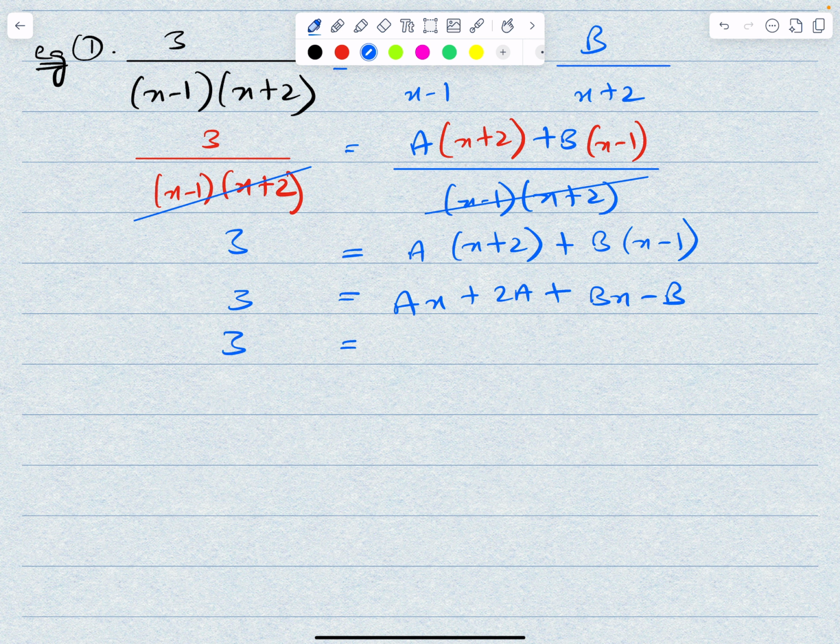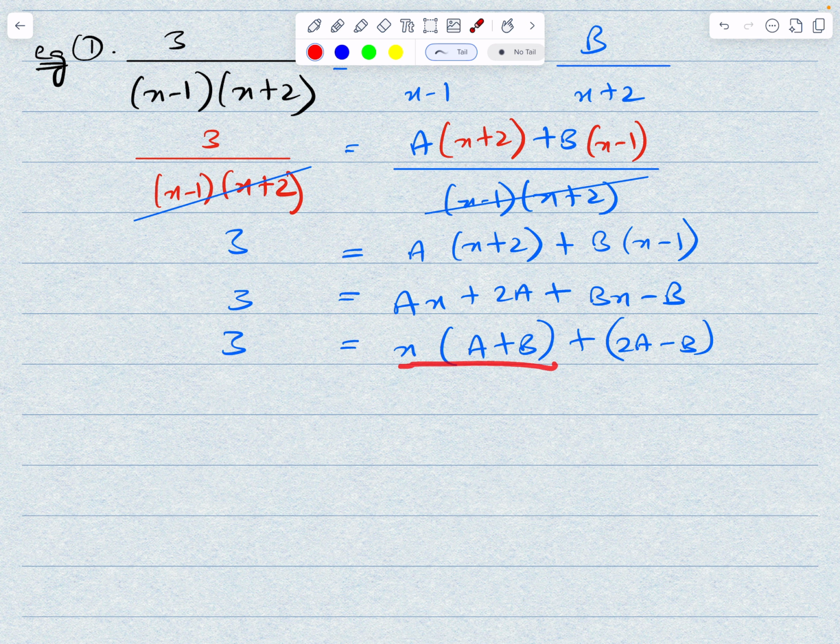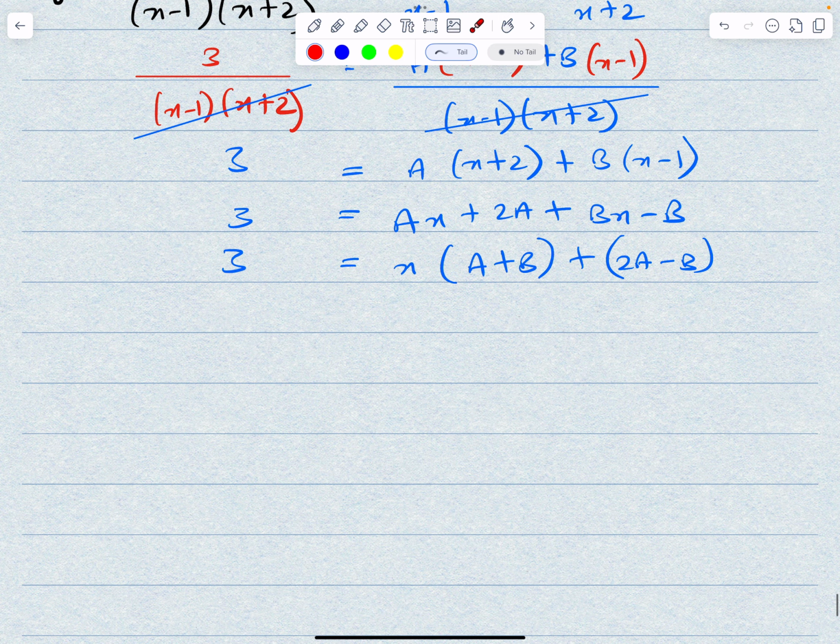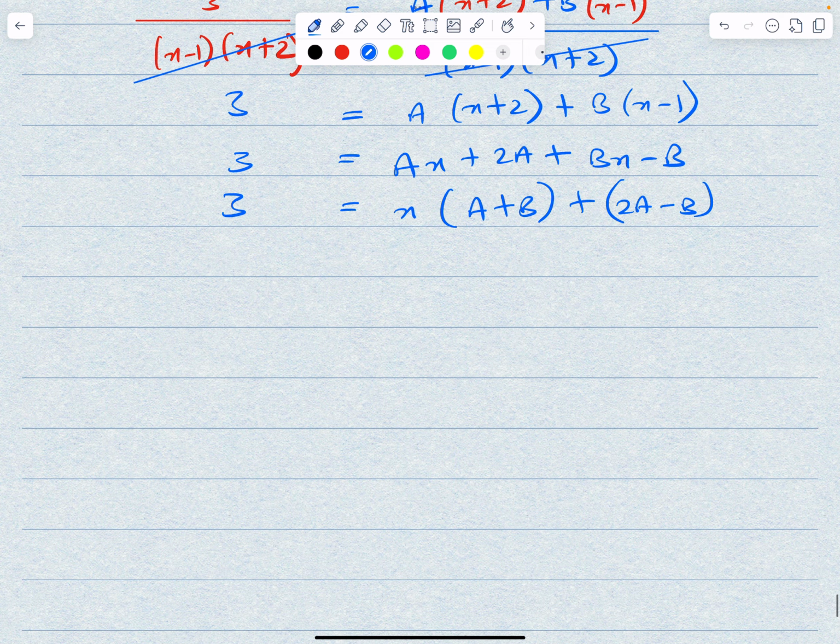I have 3 is equal to x multiplied by (A plus B) plus (2A minus B), which is the constant part. I group the terms together according to x, or if they're constants, so I can compare the coefficients. So on the left hand side, I have no term with x, so I'll ignore this part and I'll start with this, the constant. So I can write this as 2A minus B is equal to 3.